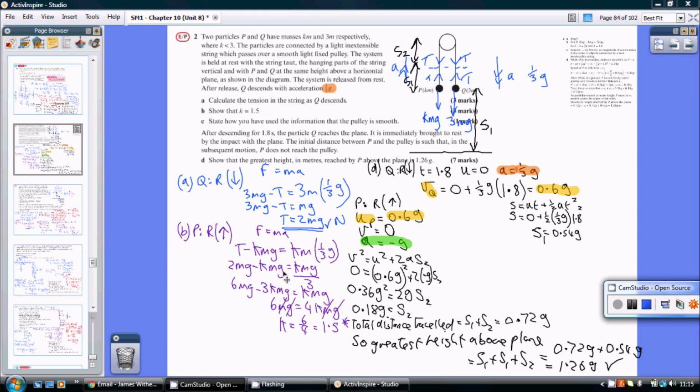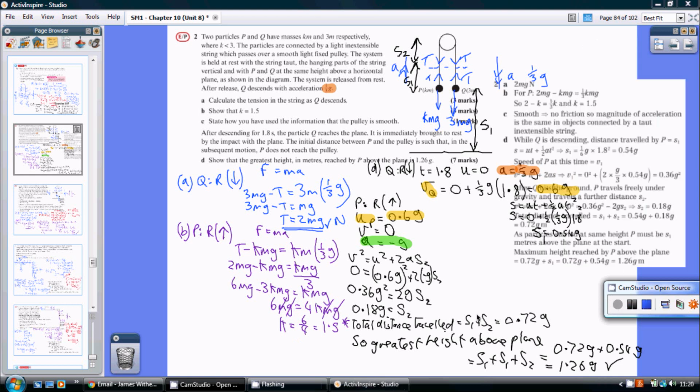So that gives us this. Okay, and then just following through the algebra, you will see that the m's cancel out. So we still don't know what the mass is, but it does allow us to work out exactly what K is and to show that it is 1.5. Now for part C, we've been asked to state how you have used the information that the pulley is smooth. Now because the pulley is smooth, there is no friction. That's the key point. And because there's no friction, the acceleration upwards for P is the same as the acceleration downwards for Q when you've got objects connected by a taut, inextensible string.